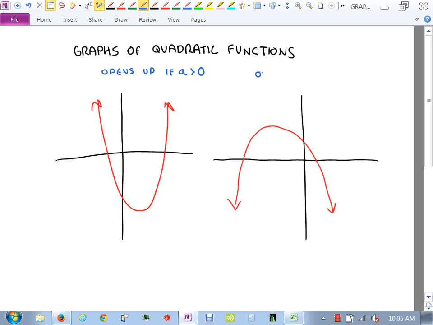And then it will open down if the a is negative. So if you have a -1 out there, you know that this opens down. Does anyone know what we call quadratic functions, that red-shaped U? There's another name for that. Parabolas. So I'm going to put here in green up there, parabolas.